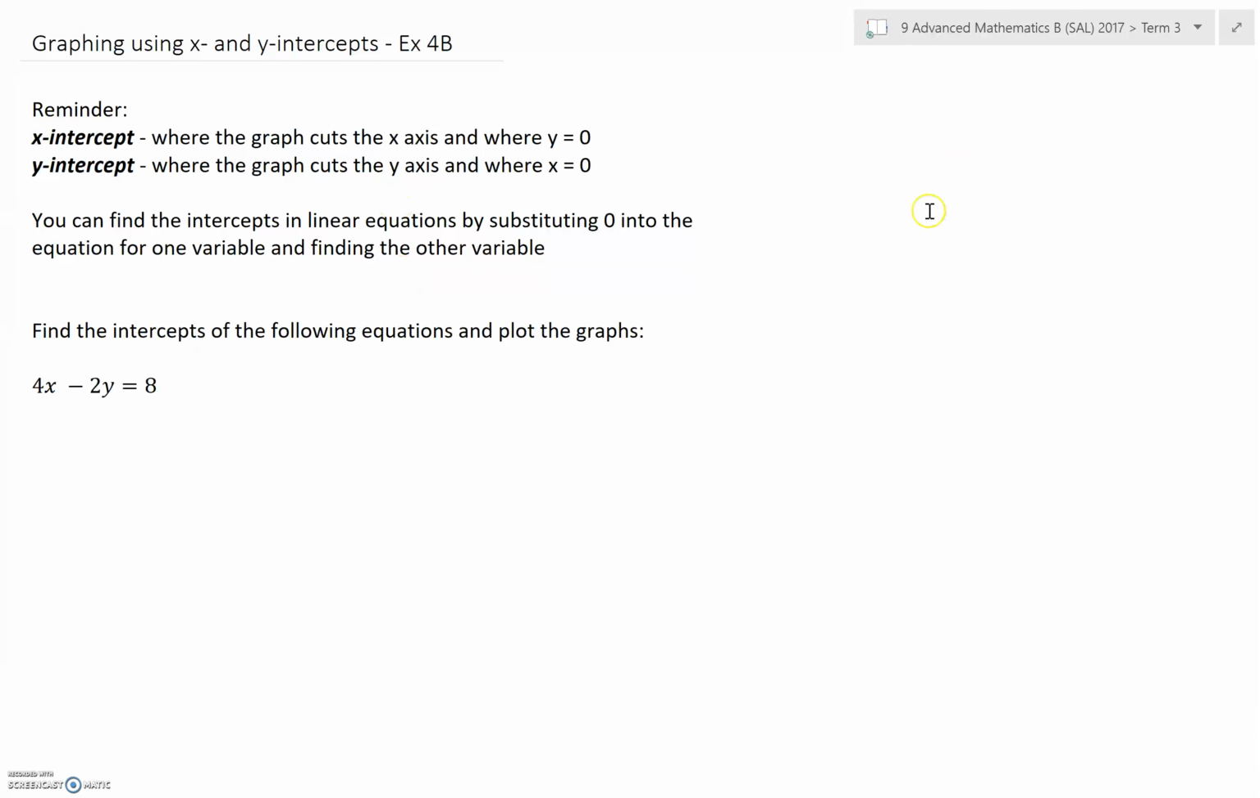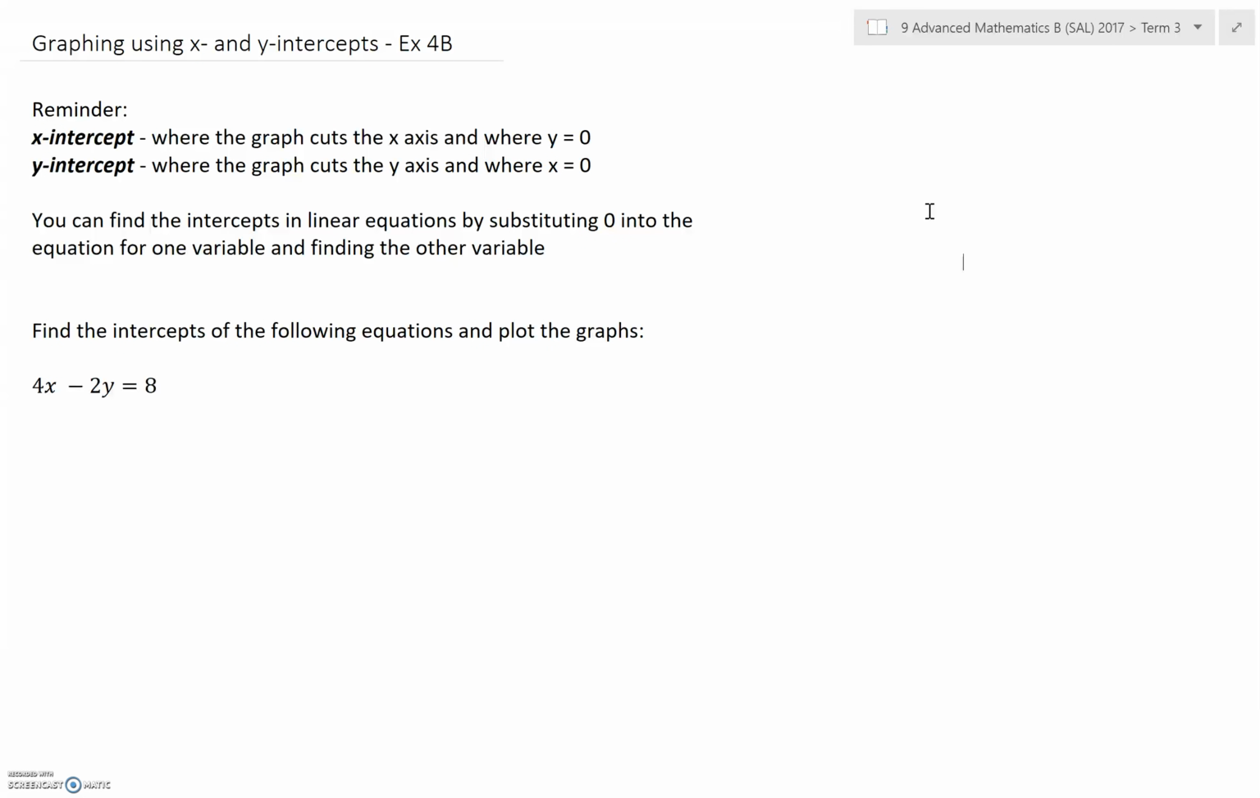Hi everyone, so we're going to keep going with our next lesson, graphing using x and y intercepts, or exercise 4B in your textbook. So just a reminder of what we talked about last lesson.